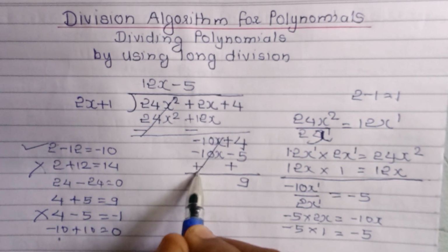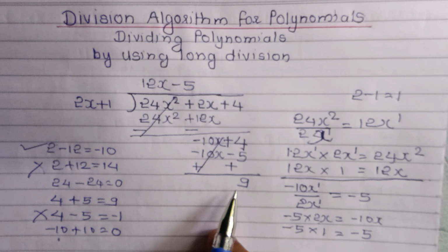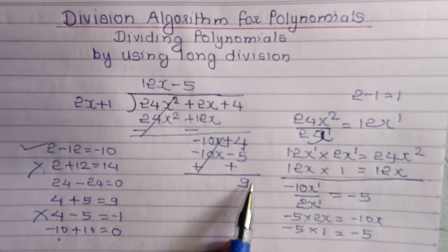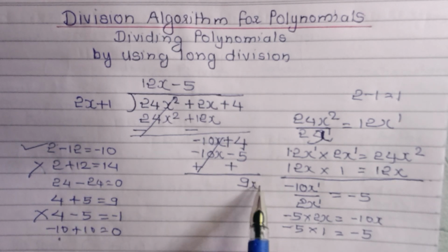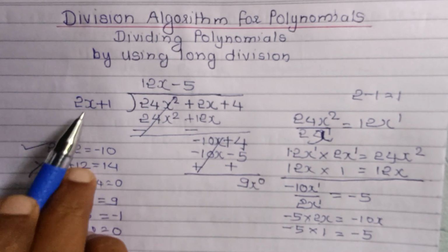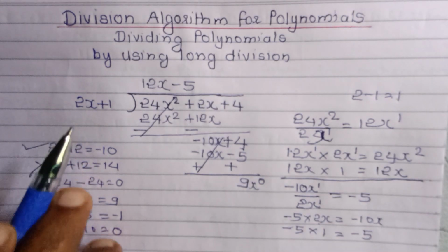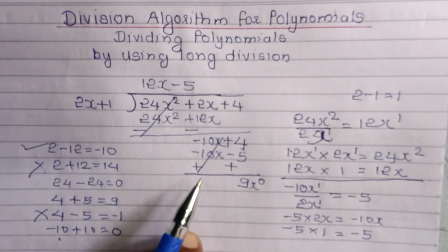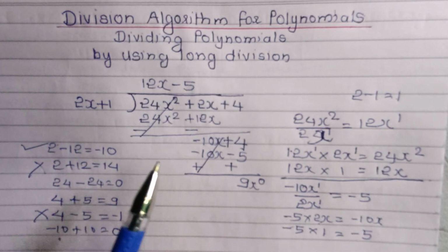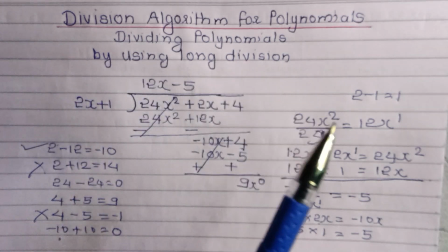Just cancel it. Now you have to stop and see whether you got the remainder as 0. We didn't get the remainder as 0. Then next you have to see the degree. Here the degree of 9 is x raised to power 0, and here the degree is 1. So the degree is less than this, and that's why the procedure stops. This is how you have to solve the division algorithm for polynomials.